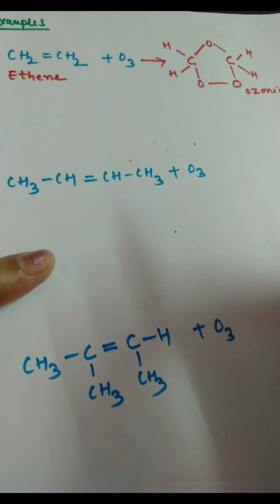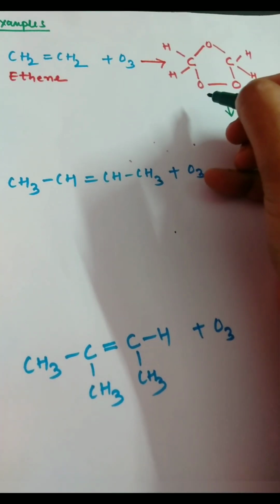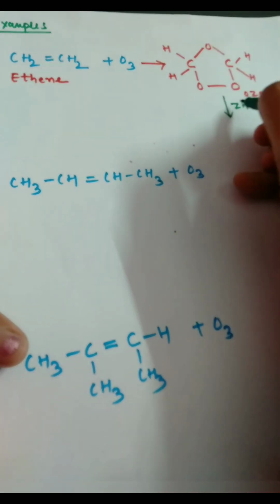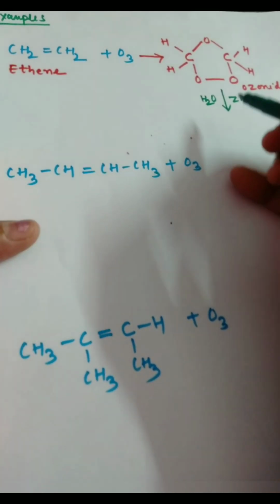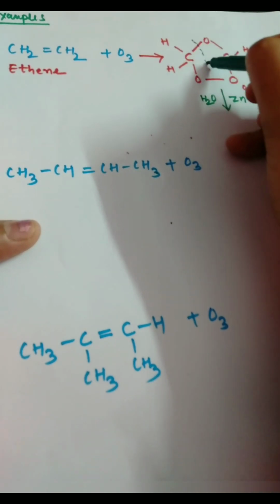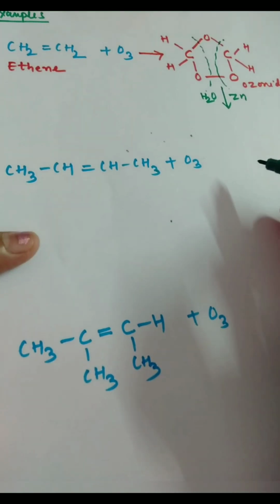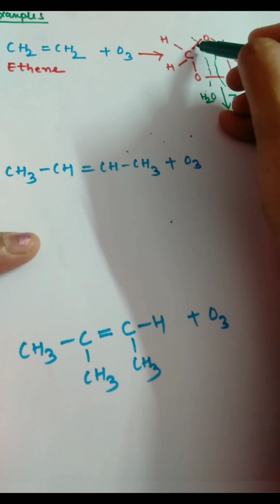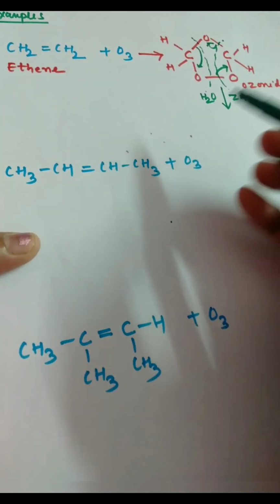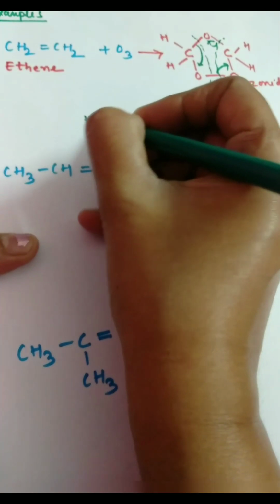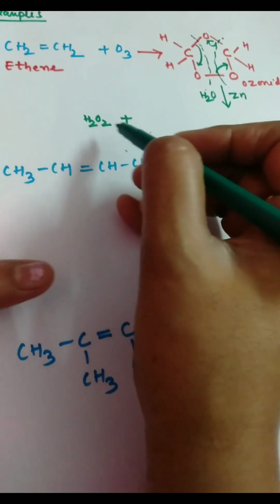Now what happens when this is further treated with zinc and undergoes hydrolysis? Zinc, H2O, in presence of zinc dust and water. Then a cleavage takes place, and the compound formed is like this. This bond goes to this position, this goes to this position, and this will be removed. So your side product will be H2O2, or you can also write ZnO plus H2O.